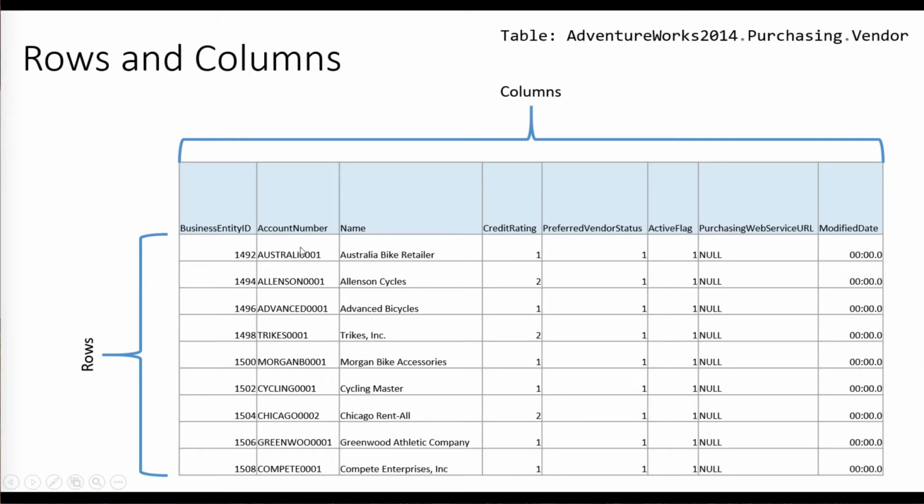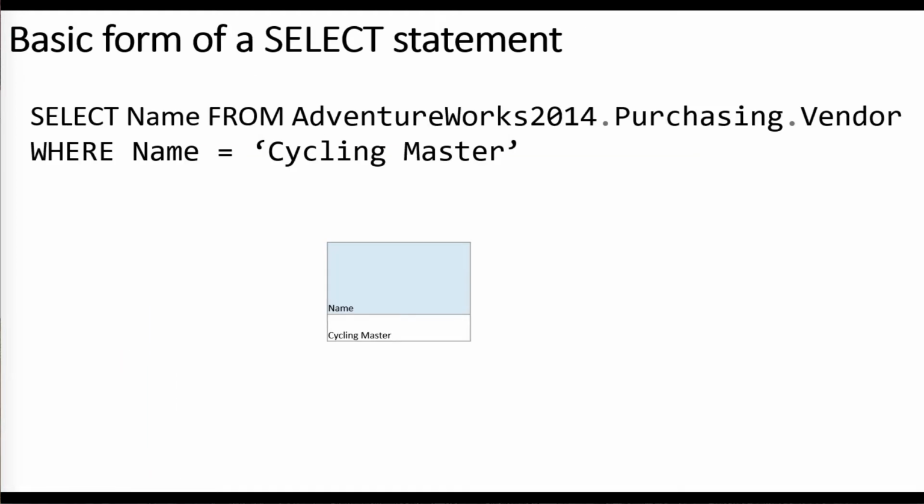Remember that we're dealing with rows and columns, so we use the select statement to determine which columns to return. The where clause will determine which rows to return. So if you can imagine doing a comparison of credit rating equals 2, then it would only return the rows that had a credit rating equal to 2, which would be these three rows. There'd actually be more because we've truncated this table. But hopefully you get the idea.